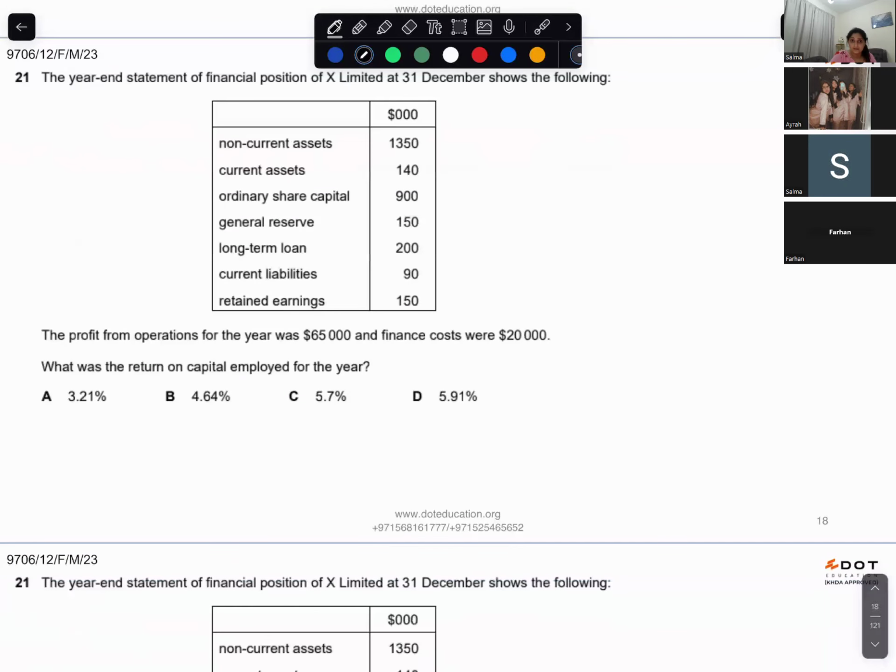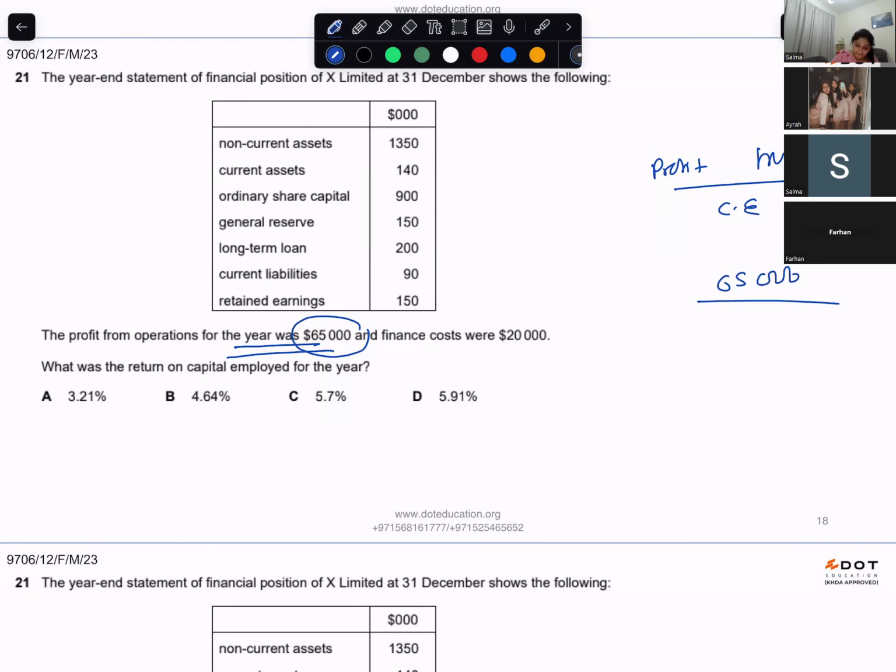What was the return on capital employed for the year? How do you calculate return on capital employed? Profit from operations upon capital employed. Okay. How do you get capital employed? Total assets minus... profit from operations 65,000 upon capital employed.